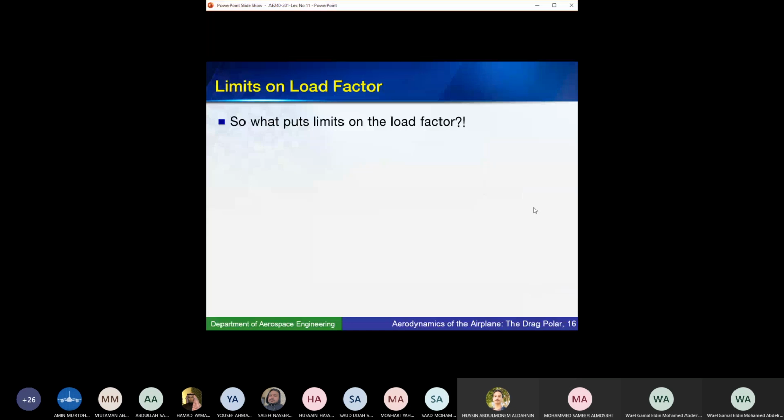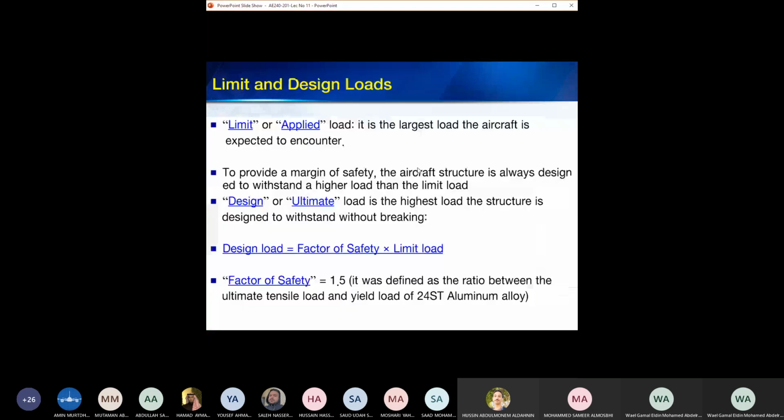Now, let me go one slide back. With these load factors, we can start to define our loads on the aircraft. An aircraft flying straight and level will have a load factor of 1. The maximum load applied on the structure is 1. But the aircraft will climb and turn and do these maneuvers. So what would be the maximum load to which the wing is applied? Well, it will equal the load factor multiplied by the weight.